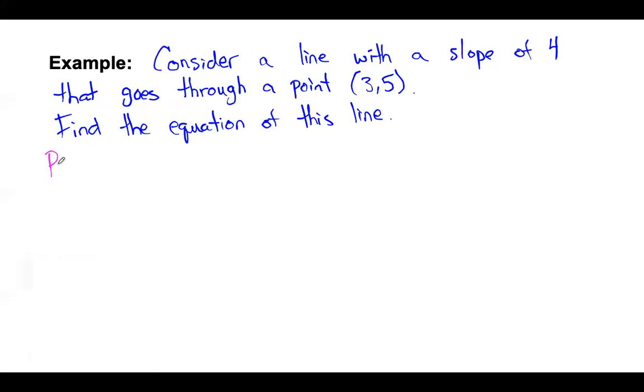So again, the point here is 3 and 5, and it's a particular point on the line. And we have our slope equals 4. It's always great to extract the information and write it down from the problem.